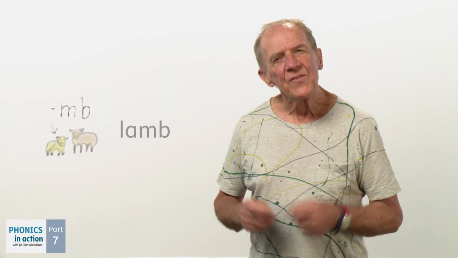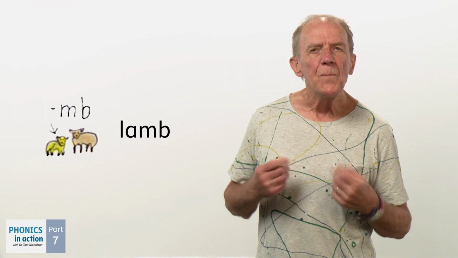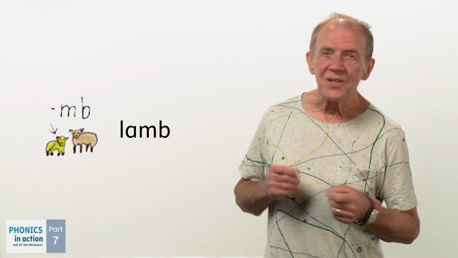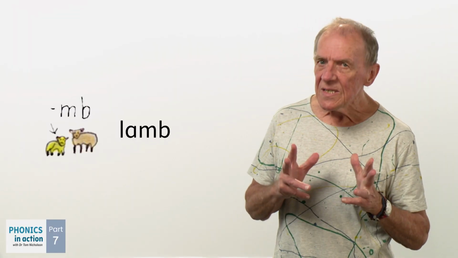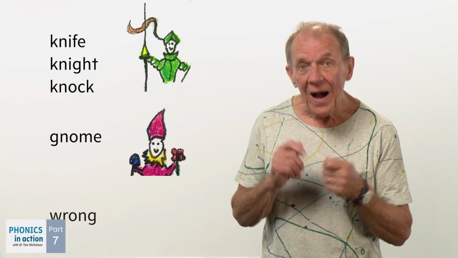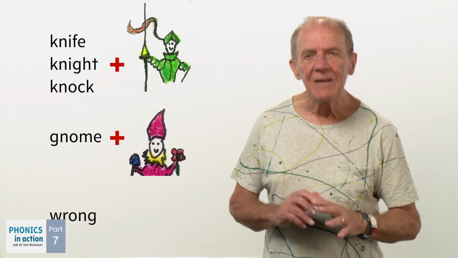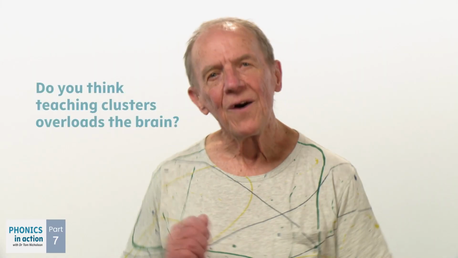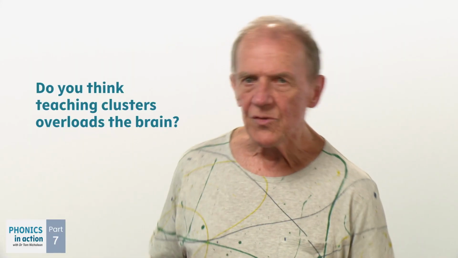Question 4. What about the mb in lamb? Is that a cluster? Well, it looks like a cluster. It walks like a cluster, but it is not a cluster because one letter is silent. It has 1 sound. And the same goes for the kn in knife, the gn in gnome, and the wr in wrong. They are silent letter words. They are not clusters. They only have 1 sound. Question 5. Do you think teaching clusters overloads the brain with dozens of extra patterns?